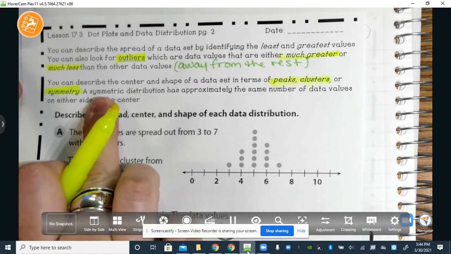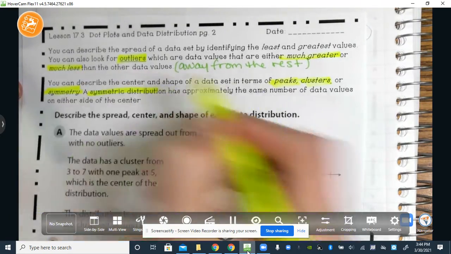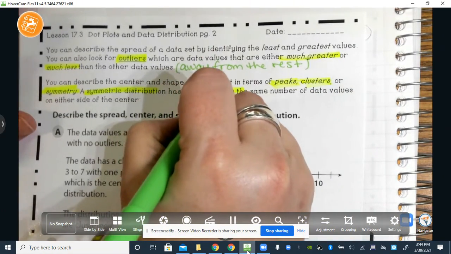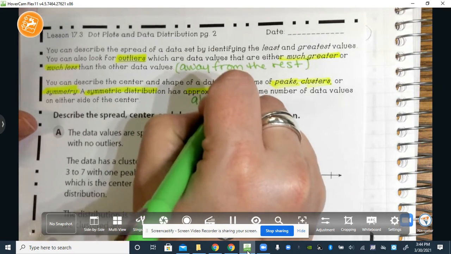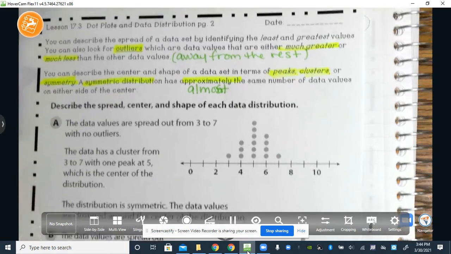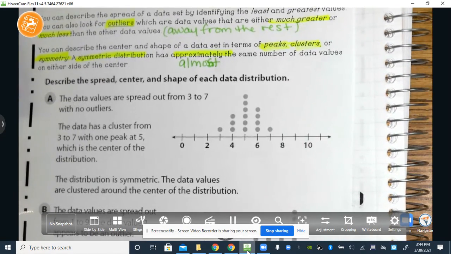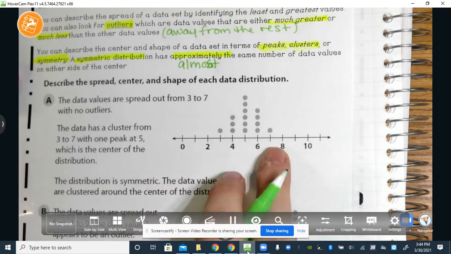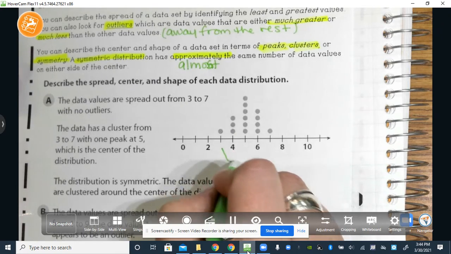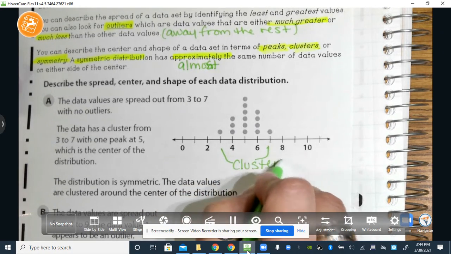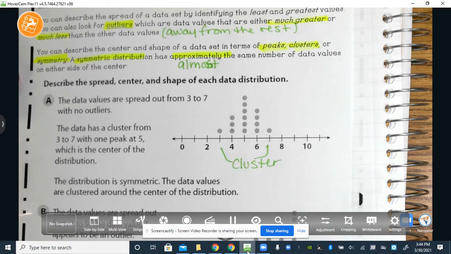A symmetric distribution has approximately, so almost, the same amount of data values on each side of the center. Okay? So we have 2 graphs here. Let's look at the first graph. So the data values are spread from 3 to 7. So we call this our cluster. From 3 to 7, this is what we call our cluster. They're kind of clustered around there.